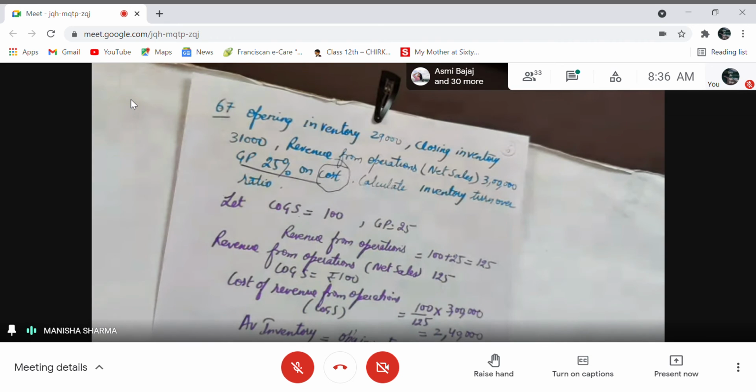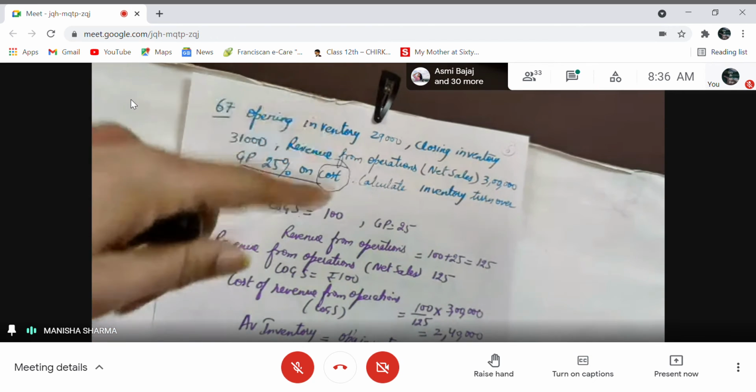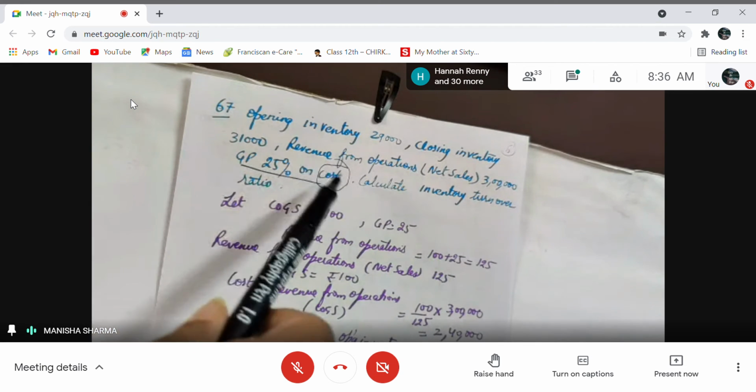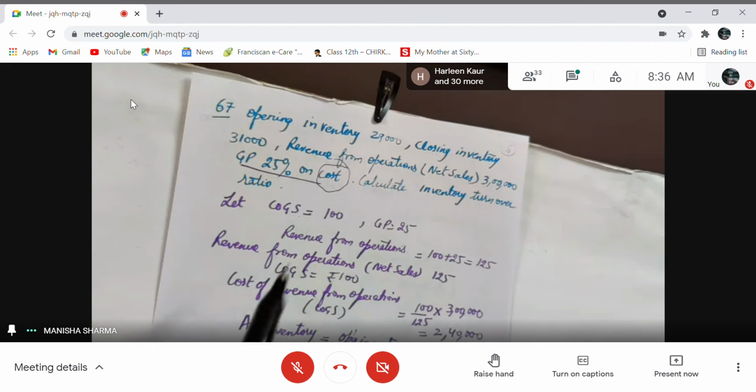But the problem is they have given 25% on cost. On cost means on COGS, on the cost of the product. So in this case, you have to assume some value. Since COGS is not given in the question, you will assume COGS as 100. Let the cost of goods sold be 100. GP is given as 25%, so it is 25% on cost.